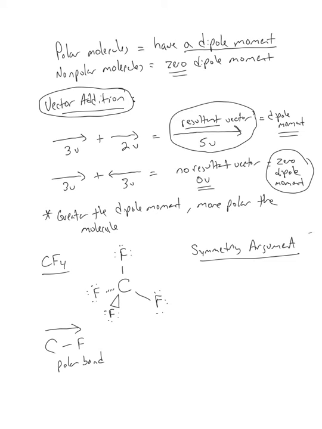Well, if I draw carbon tetrafluoride, CF4, we get this shape, which we should know from our last lecture is a tetrahedral shape, and the bond angles are all 109.5 degrees.